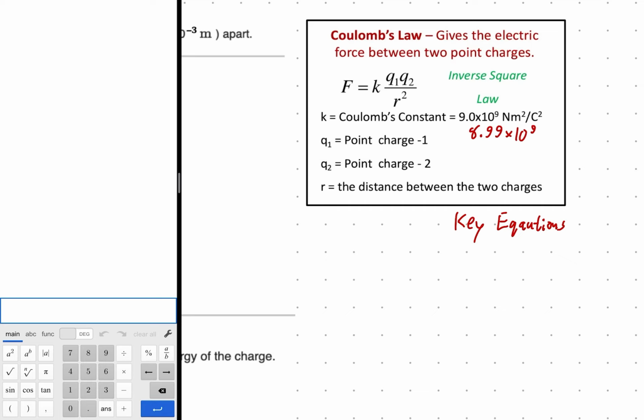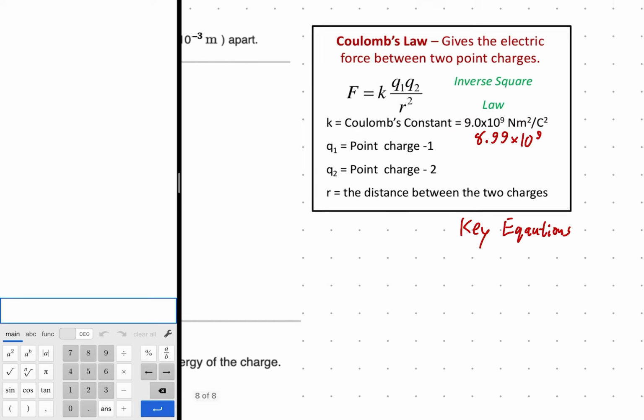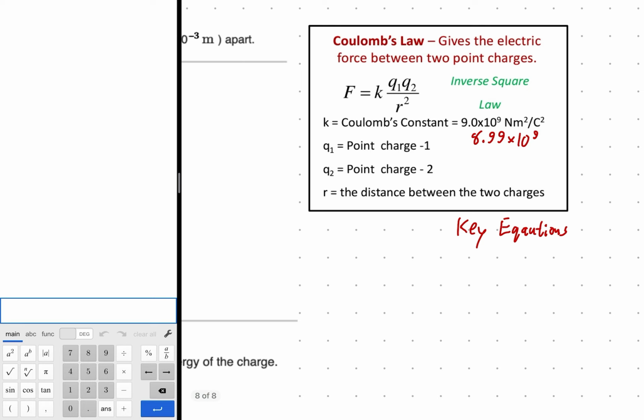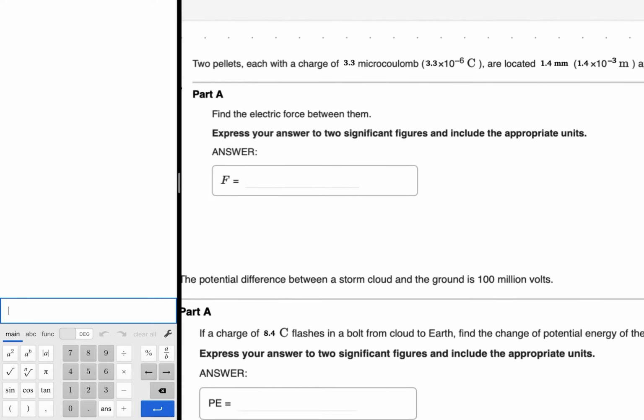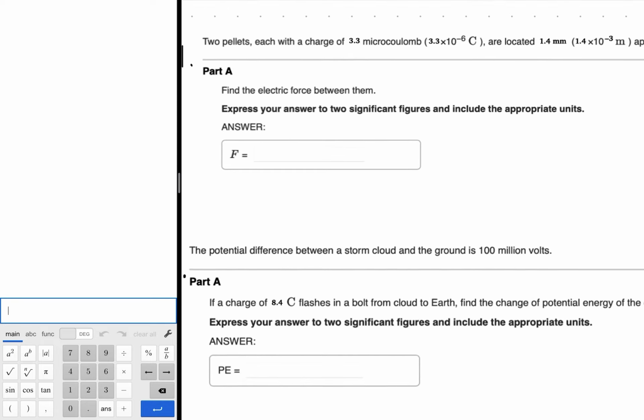Furthermore, it's worth noting that unlike the gravitational law, where we had a constant in front that was very small, now we have a constant in front that's very large. But they both are similar in that it's just some constant dependent on, not the particular situation, but just the universe we live in. So this constant never changes. Okay, it's constant. So now we're going to apply this key equation, but let's make sure we can interpret the problem and know where to put our variables.